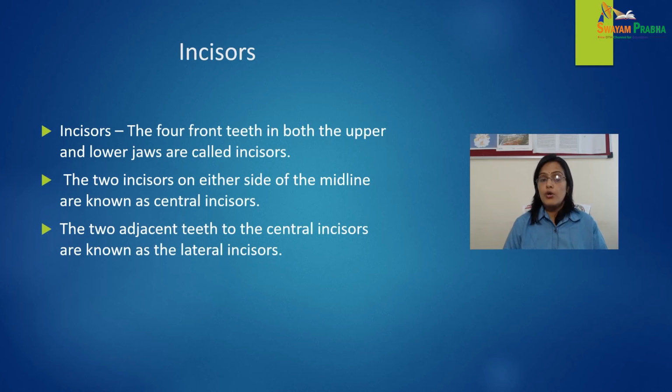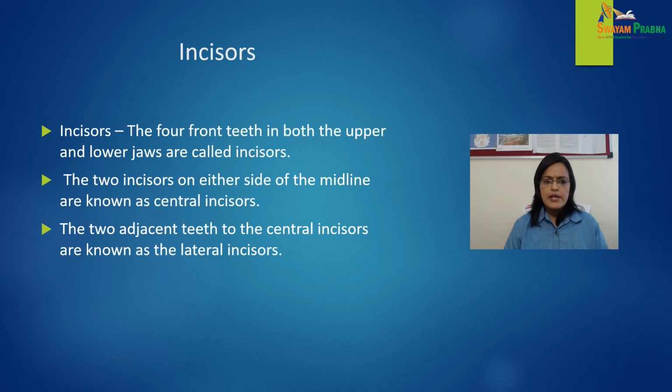Now lastly in this module, we will be discussing the types of teeth and their functions. What types of teeth do we have? Generally, we have two types of teeth in our entire life: deciduous teeth and permanent teeth. Milk teeth and permanent teeth. There are four types of teeth in the oral cavity.